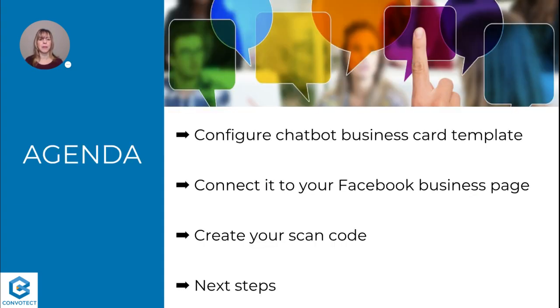So how are we going to accomplish all this? First, we're going to configure your chatbot business card template. Next, we're going to connect it to your Facebook business page. After that, we're going to create your scan code. And then finally, we're going to discuss some next steps. Oh, and don't forget the bonus that I've provided. All of the information that we collect from your users who want to share their contact info is going to be pushed automatically to a Google Sheet, which will make things neat and organized for you.